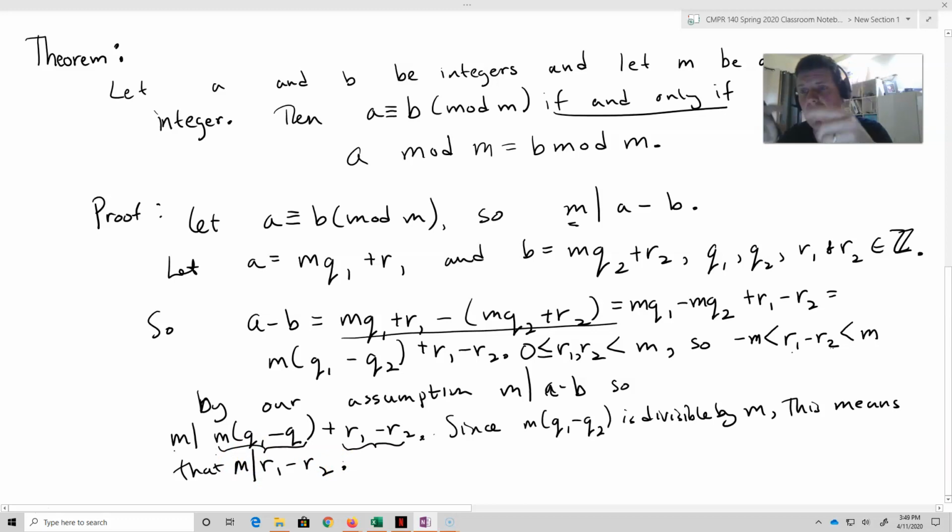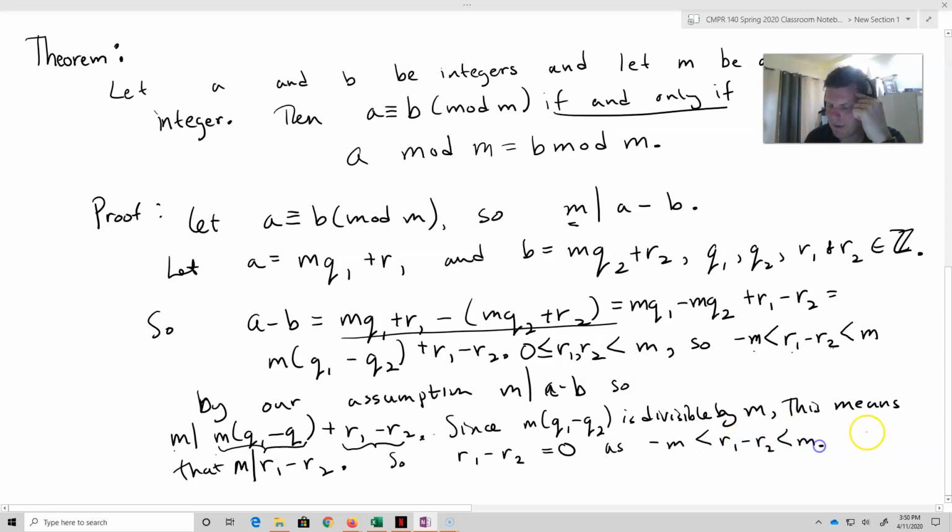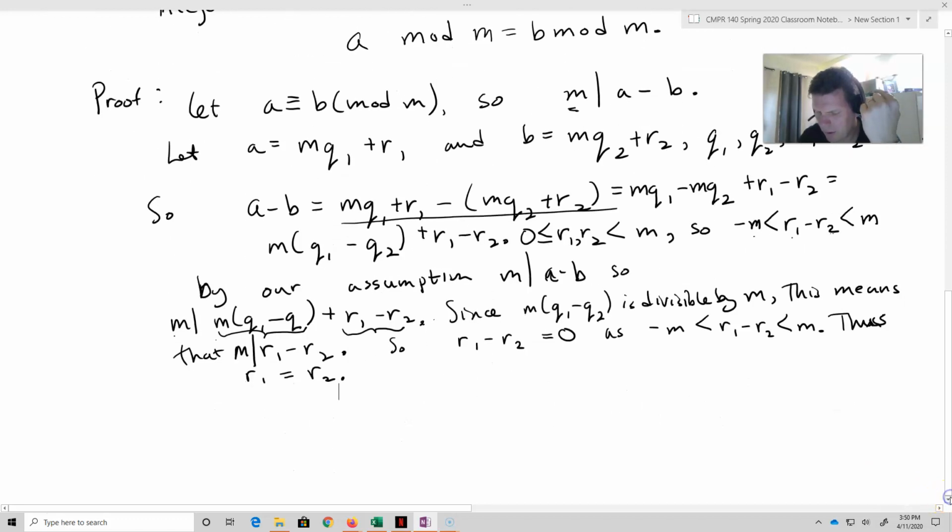All right. If m divides r1 minus r2, and r1 minus r2 is between negative m and m, there's only one value between negative m and m that is in fact divisible by m, and that's zero. So r1 minus r2 must equal zero, as negative m is less than r1 minus r2, which is less than m. Thus, r1 equals r2. I'm going to scroll down just a little bit because I'm going to finish this up. So r1 equals r2.